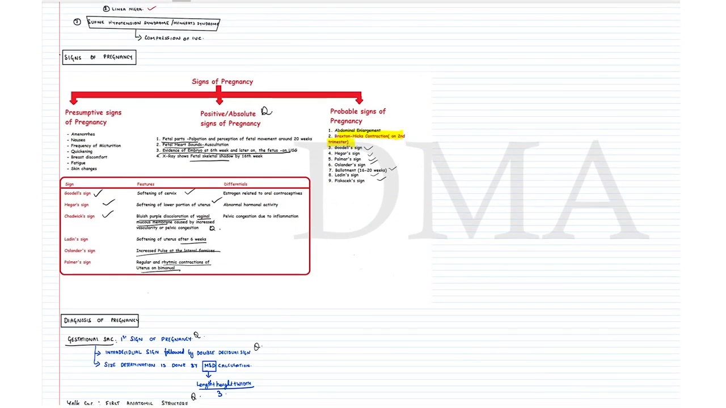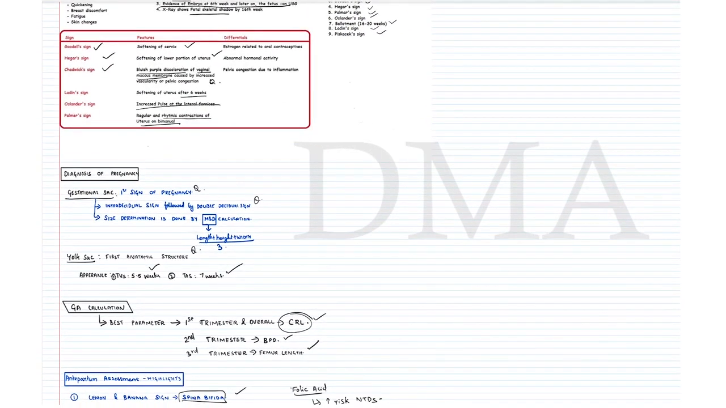Softening of cervix, Goodell sign. Softening of lower portion of the uterus, Hegar sign. Softening of uterus after the 6th week, that is your Ladin sign. Regular rhythmic contraction on bimanual examination, Palmer sign. Bluish purple discoloration, Chadwick sign. Mostly they will ask you, whenever you see an obstetrical question with bluish purple discoloration of the vaginal mucosa, go with the Chadwick sign without any question, without thinking of anything else.